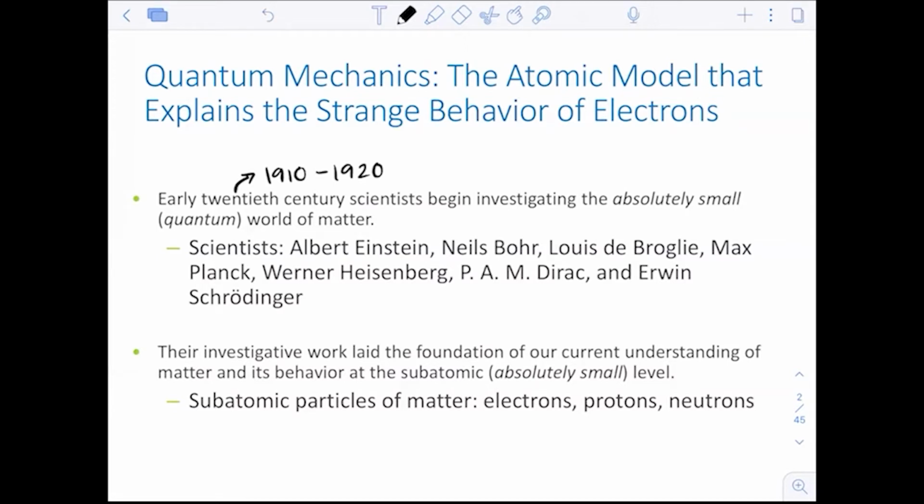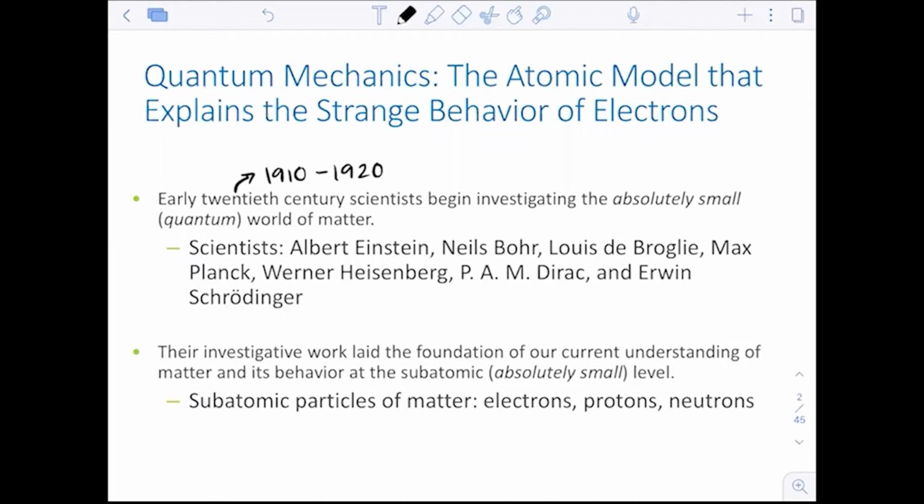And it was not until this time, until scientists started to investigate and seeing different results depending on what lab you were in. And that's where these main scientists, Albert Einstein, Niels Bohr, de Broglie, Max Planck, Heisenberg, Dirac, and Schrödinger, and some others, but these were the main players, started to really investigate together this quantum realm, this really, really small, what about these electrons? And why are people getting weird results depending on their experiment setup? Who's wrong? Who's right? And so their investigation really laid the foundation of our current understanding of matter.